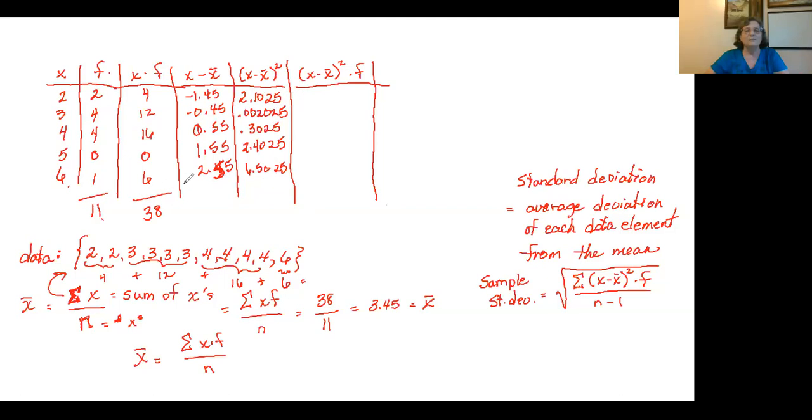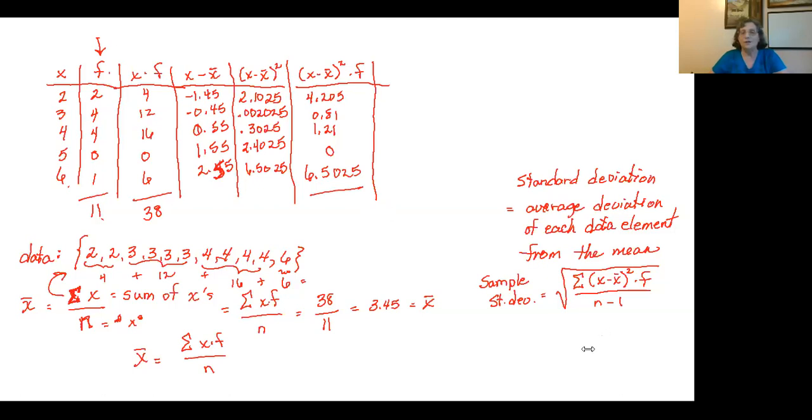Okay, so this times the frequency. Well, this one's frequency is just once. So 6.5025. This one occurred zero times, that's easy. This one occurred four times. So there were four times that we had a number where the distance squared between the number and the average was 0.3025. So we're going to multiply that by four, 1.21.